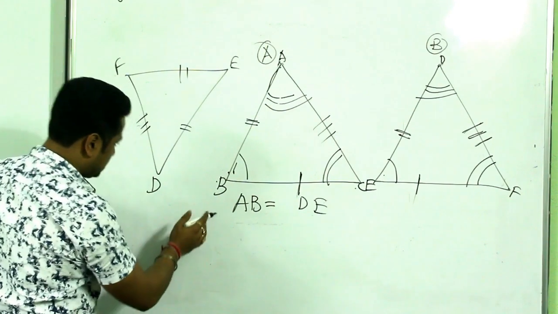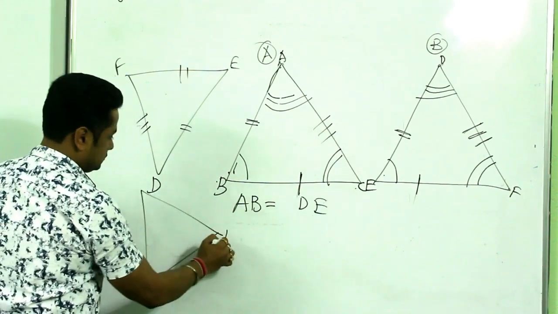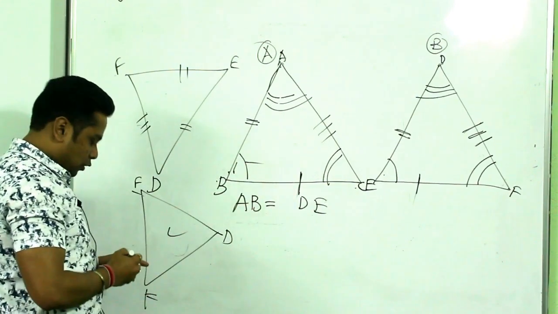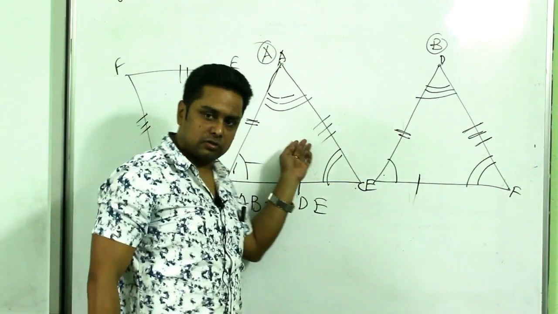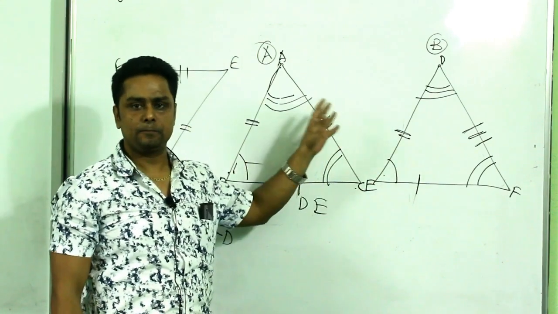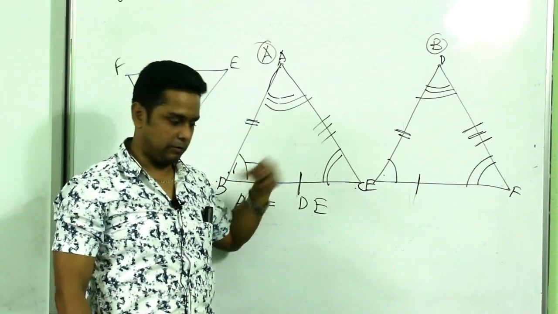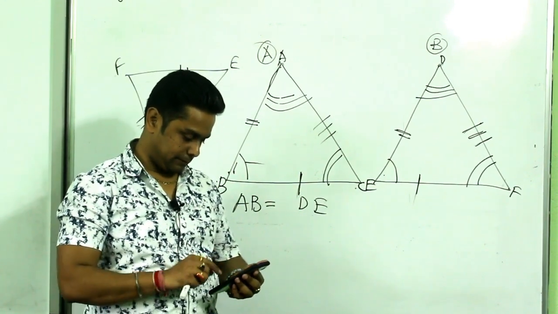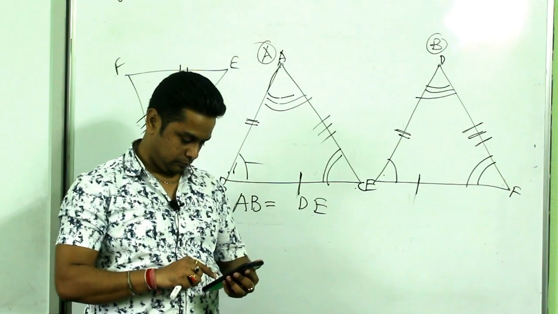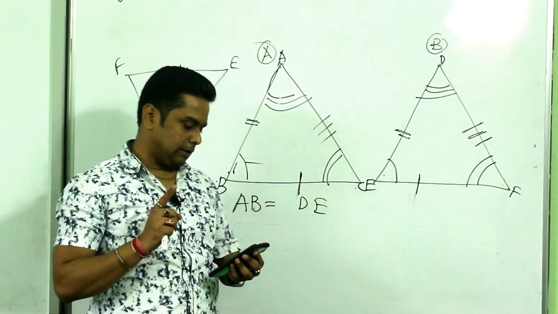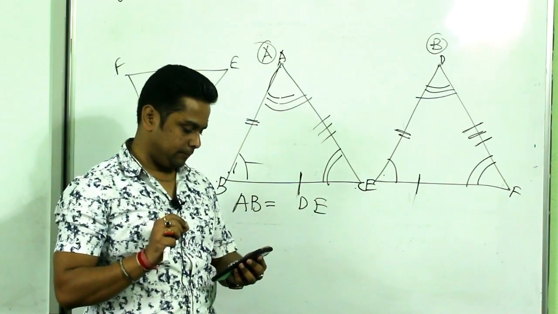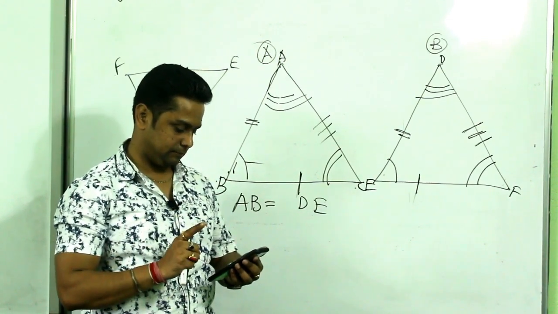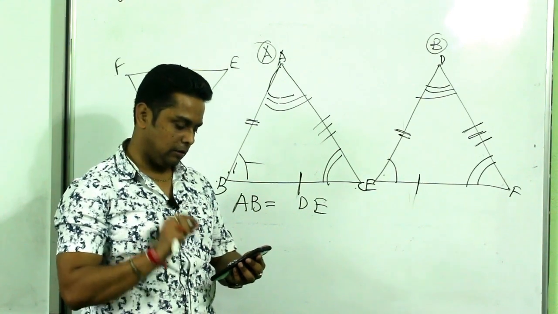I can draw it here. I can draw it like this also. D, E, F. Still they can be congruent. So congruency depends upon the dimension, the length, breadth, height, the dimensions of the triangle. Okay. Now next topic. The definition says the figures are called congruent if they have same shape and same size. Then the two figures are called congruent.